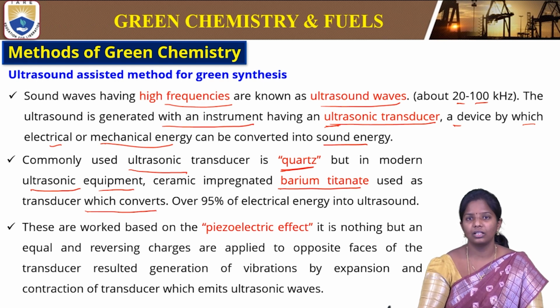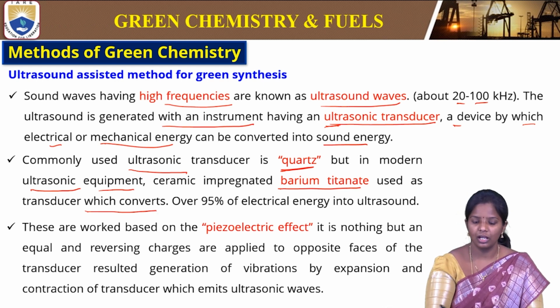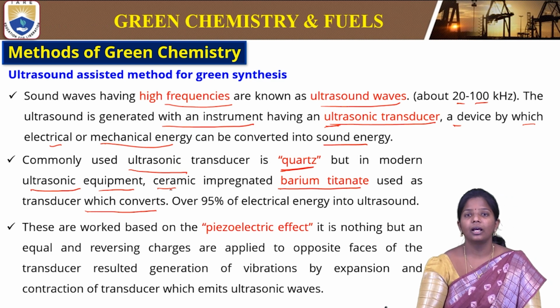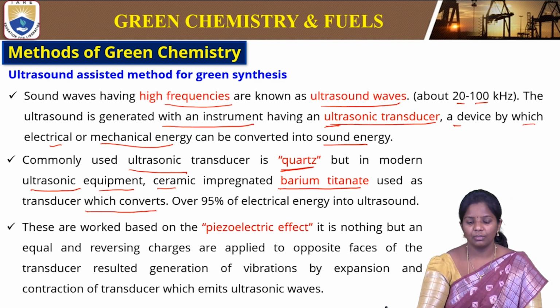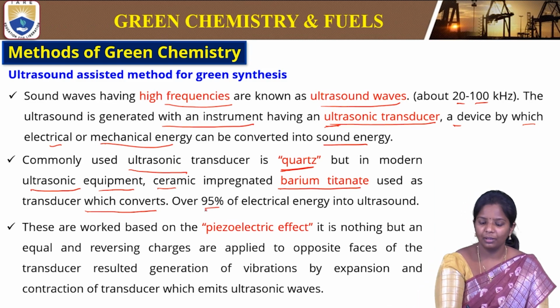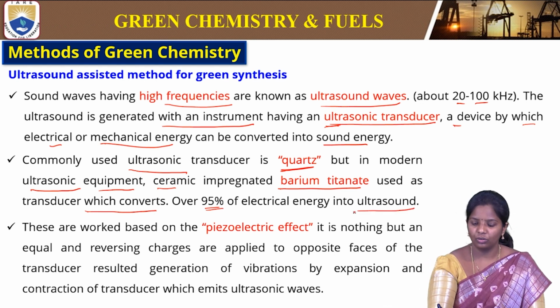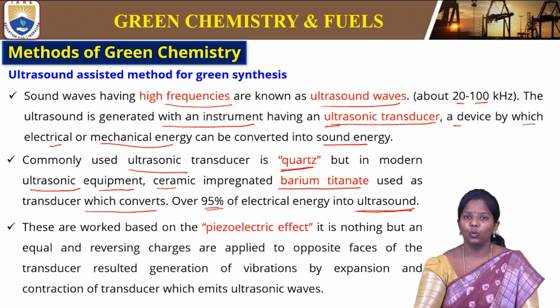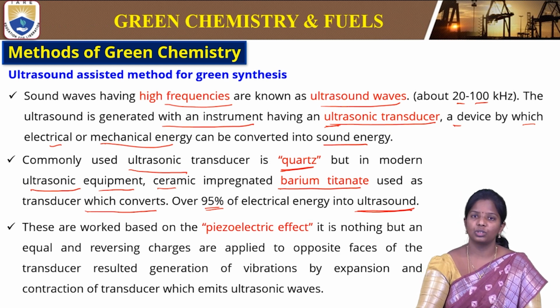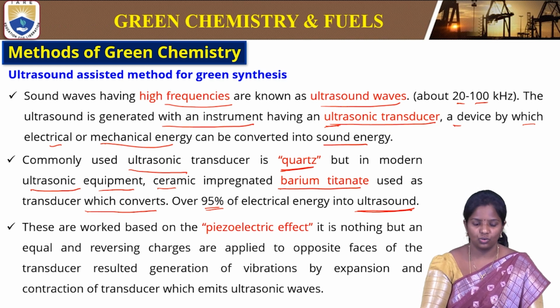So this is the latest one, where we use ceramic impregnated barium titanate. That is a material we use in producing the ultrasound waves. About 95% of electrical energy is converted into ultrasound, so this will help in getting more output from that particular transducer. So this is how there is a development even in the materials that are used in the ultrasound transducers.